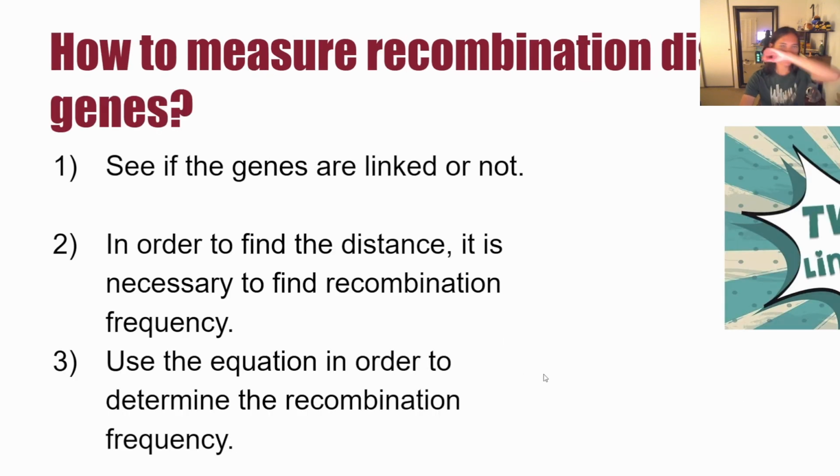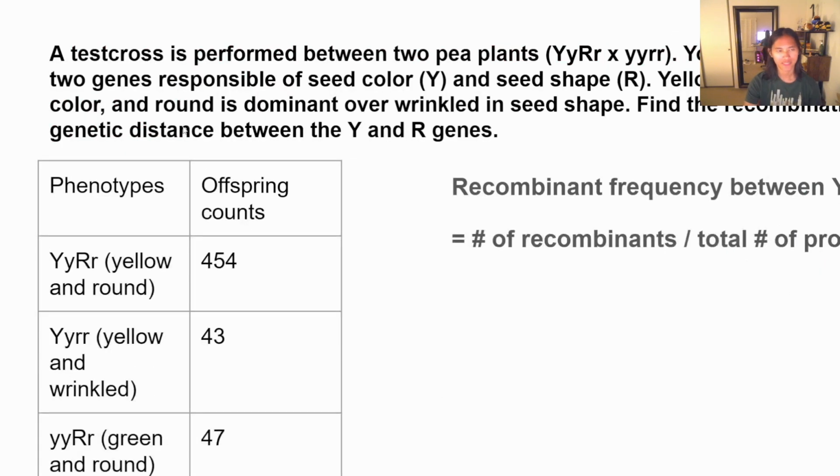Now, how do we measure the recombination distance between two genes? Well, first, we have to test if the genes are linked or not using the 1:1:1:1 ratio. And then we have to find the recombination frequency, which is found on the bottom of the screen: the number of recombinants or non-parental progeny divided by the total number of progeny. Take this for instance. There's going to be a test cross between a dihybrid plant, a pea plant, and another pea plant that is homozygous recessive for all of the alleles.